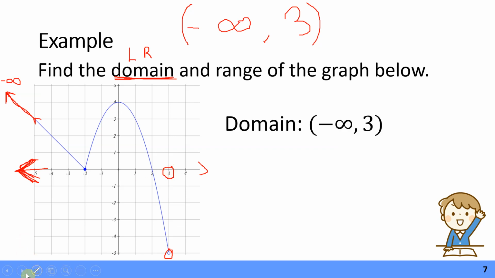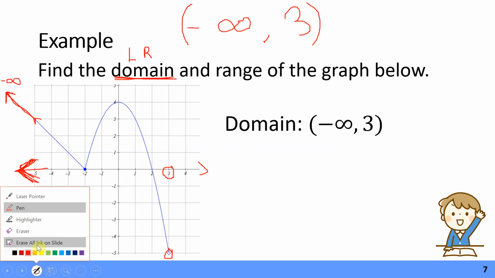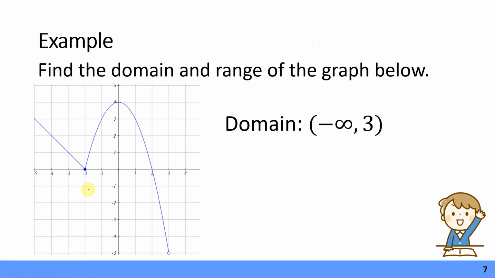So let me go ahead and erase this real quick because now we're going to do the range. So domain was left to right. Now range, remember, it's up and down. So let's go ahead and start in the down. You always start down. So range, what is the lowest point on this graph? So let me go ahead and just draw it.